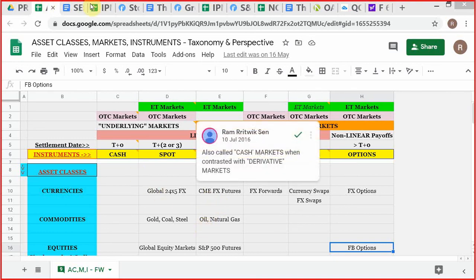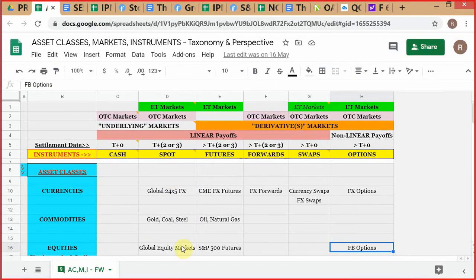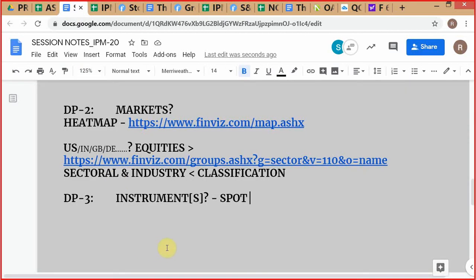Okay. So the third decision that we have to take is instruments, and I have chosen the instrument for you. It is spot. Now again, as I said, it could be instruments. In this case, I have given you only one instrument type. You can also decide that I will trade spot and options. That is your choice. But it's a decision that has to be made.